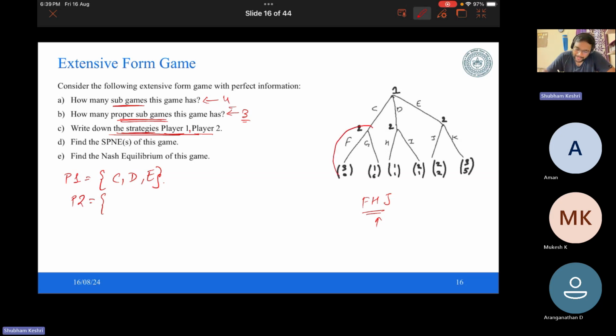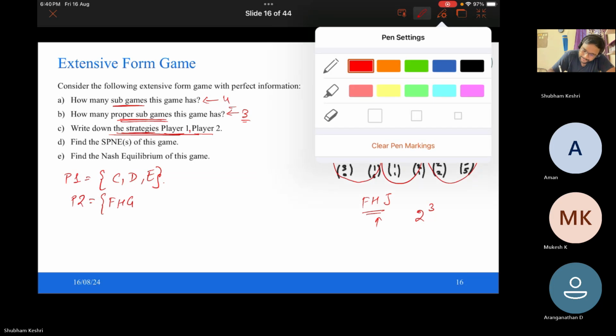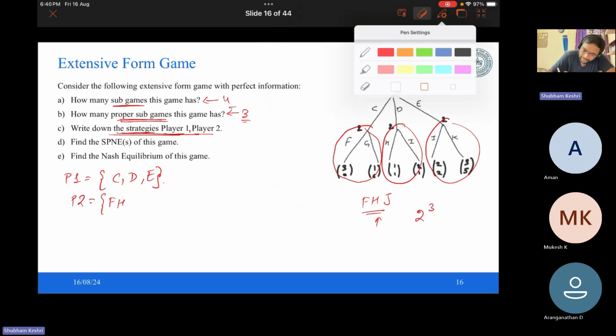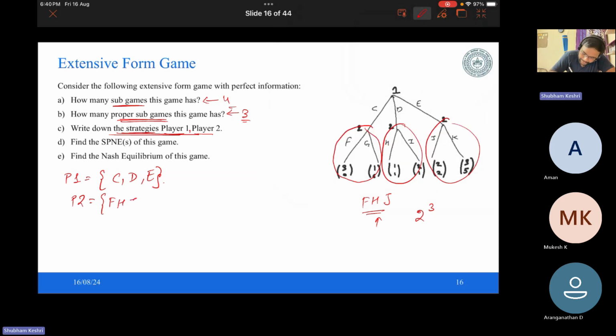Player 2 has 2 strategies here, 2 strategies here, 2 strategies here. All combinations will actually be 2 to the power 3. And if you write all these strategies, it will be F, H, J, similarly F, H, K.